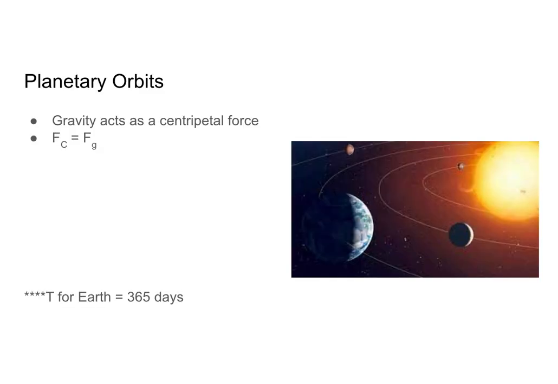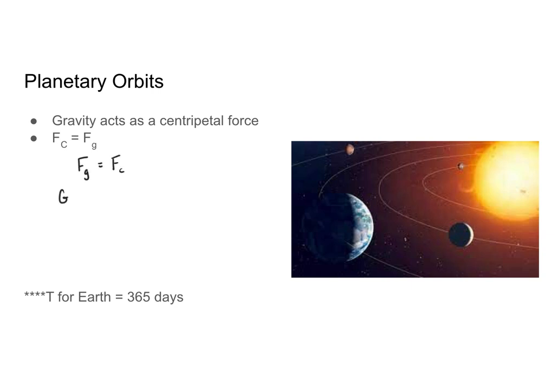I hope you have realized by now that gravity can act as a force on the Earth as it rotates around the sun. In this scenario, of course, gravity is acting as a centripetal force because it is causing the Earth to move in circular motion. When this happens, the centripetal force Fc is equal to Fg, or expanding out, Fg is equal to Fc.